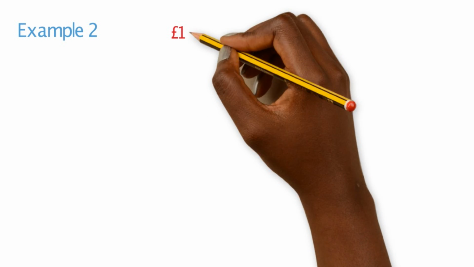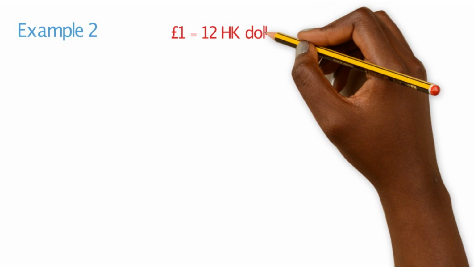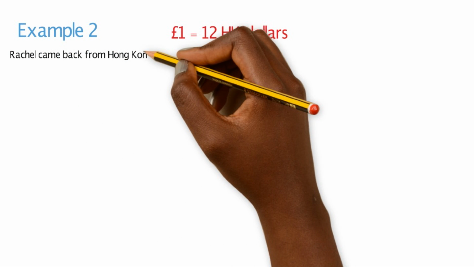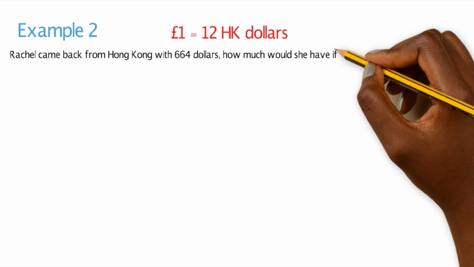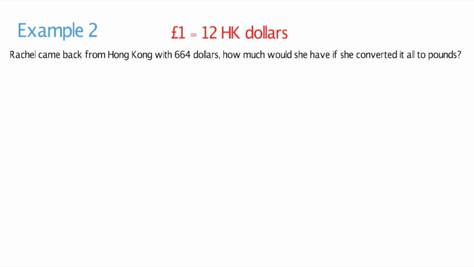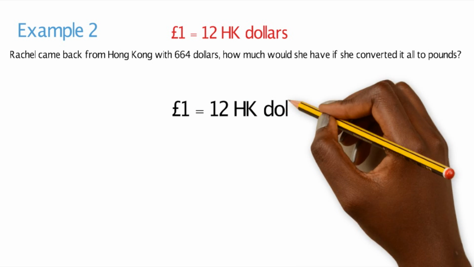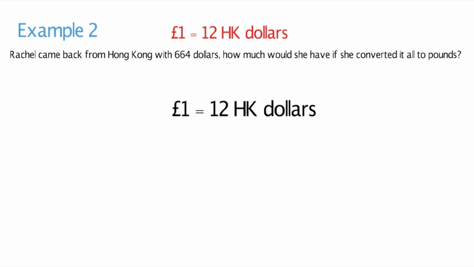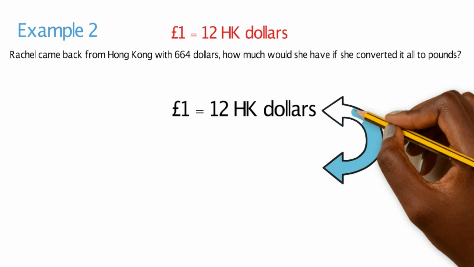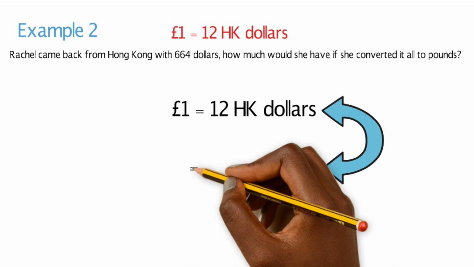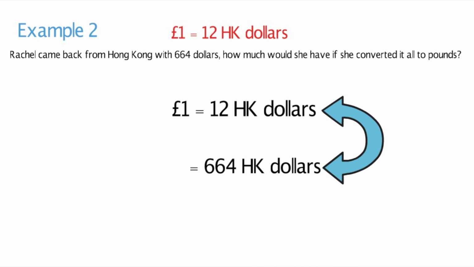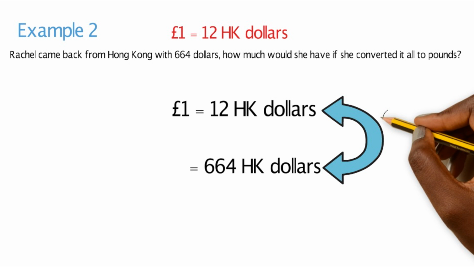Example 2. It says for every £1 you've got 12 Hong Kong dollars. We have Rachel, who's come back from Hong Kong with $664, and she wants to convert her money back into pounds. The first thing that you do is write the rate. Because we've been given Hong Kong dollars this time, write down the Hong Kong dollars on the Hong Kong dollars side. And you need to think of what number you would multiply 12 by to get 664.